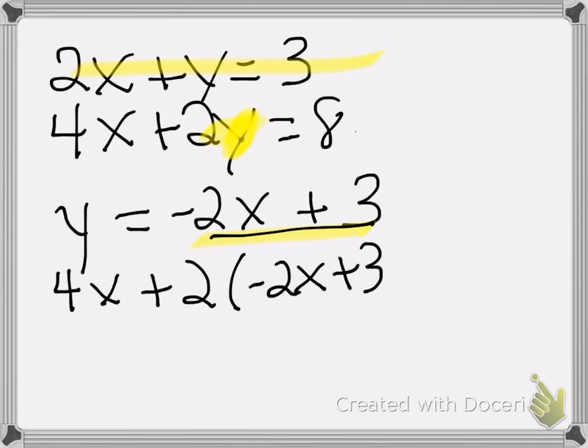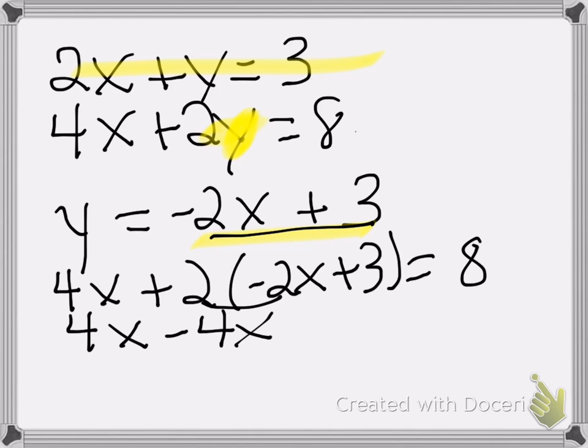And then I finish out my equation, equals 8. And then I'm going to solve 4x, and then I'm going to multiply. That's -4x. And then I'm going to multiply, and that's plus 6 equals 8. Well, look what happened again. The x's go, and I get 6 equals 8.